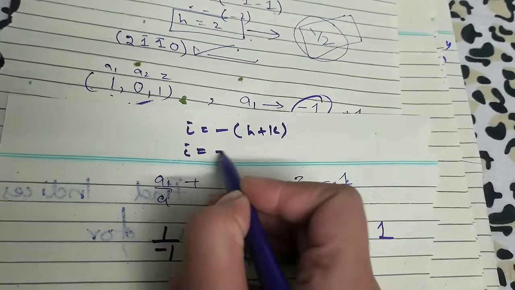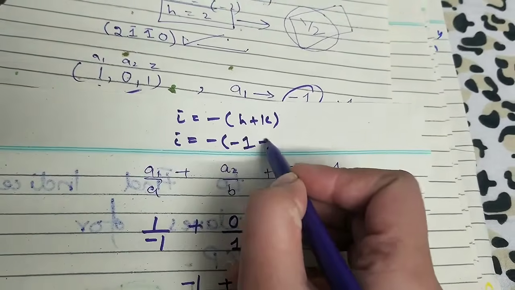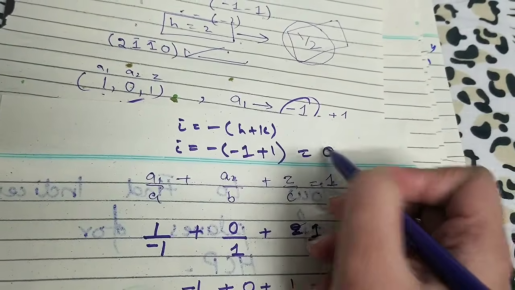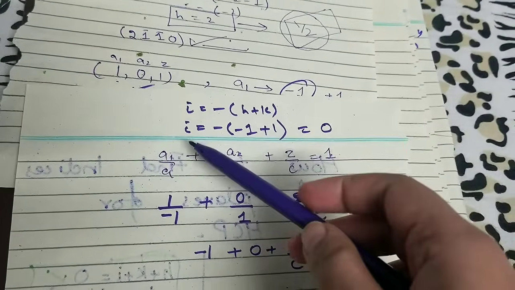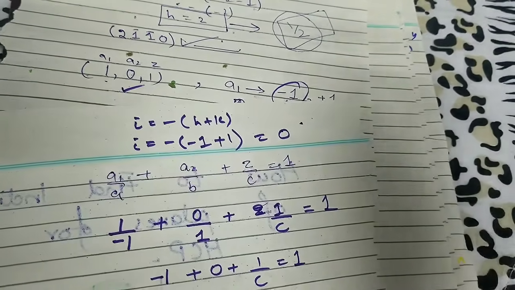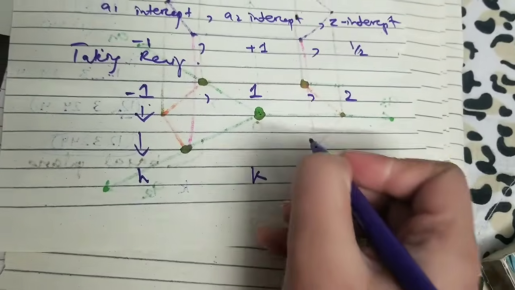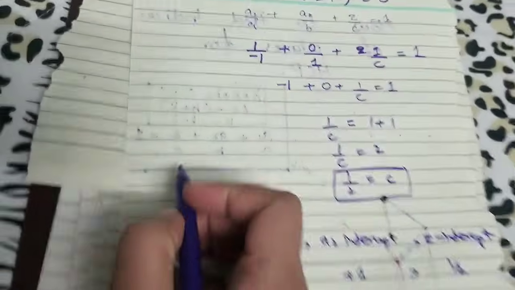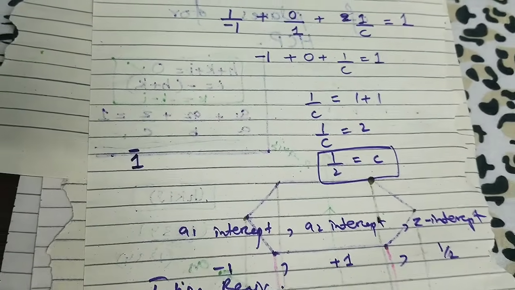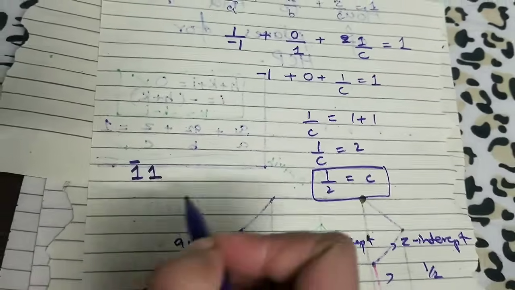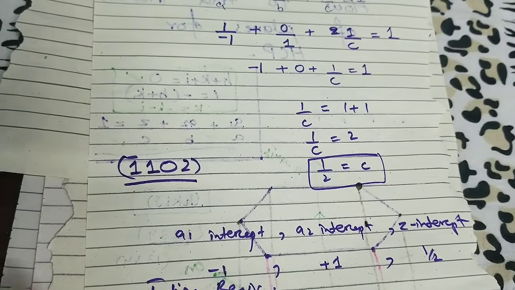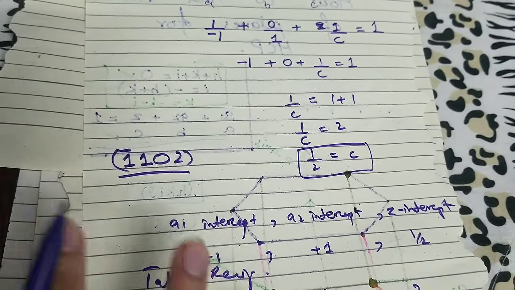Basically putting these values here, h is -1 plus k is +1. -1 plus 1 gives you 0. As I told earlier, i intercept is 0, which means a3 was parallel to the plane and i is 0. So hkil come out to be 1 bar for h, k is 1, i is 0, and l is 2. So these are the indices of the plane that we just saw.